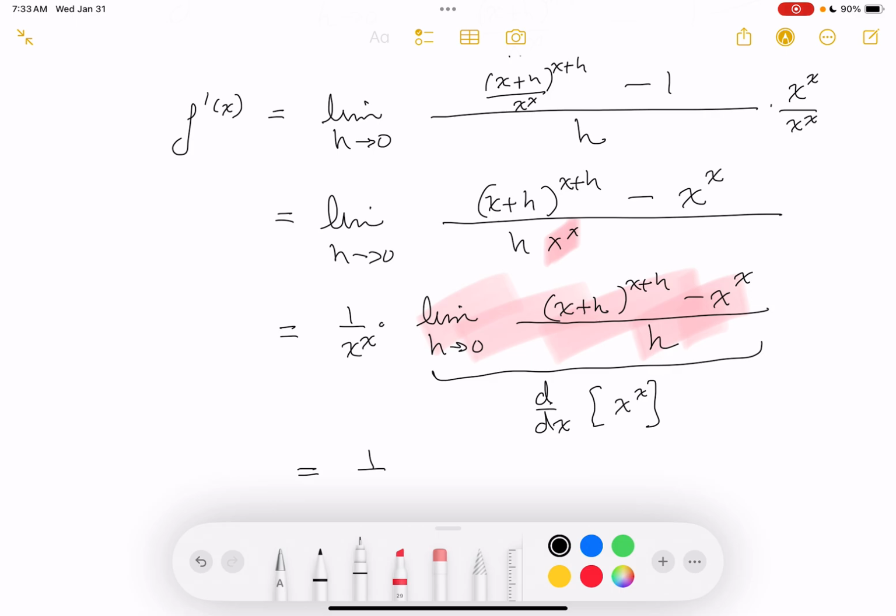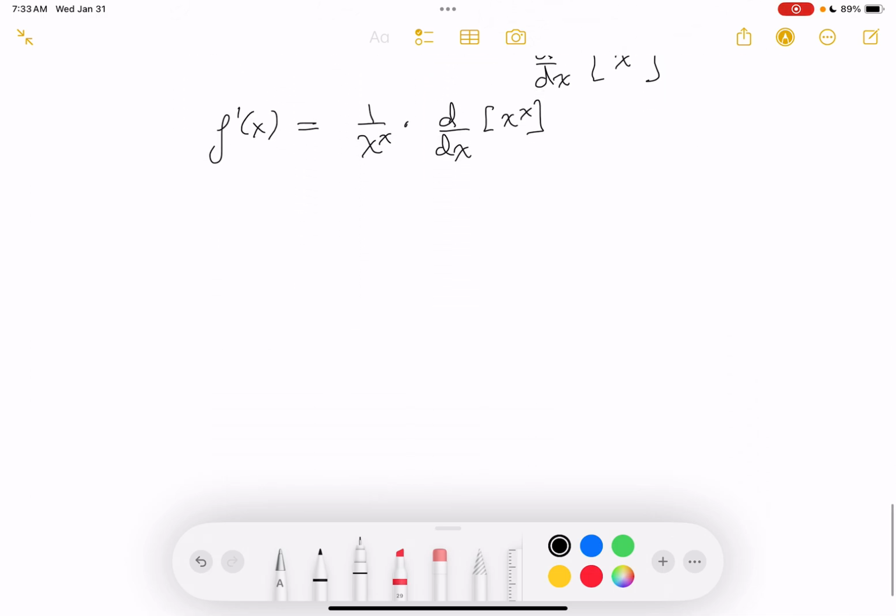I'm removing the limit symbol now. It's x to the x times the derivative, and it's going to be f prime of x, by the way. It's going to be the derivative of x to the x. Now granted, this is not something I remember offhand, but I do want to get its derivative, so I'll do some side work, because I can't remember that guy's derivative.